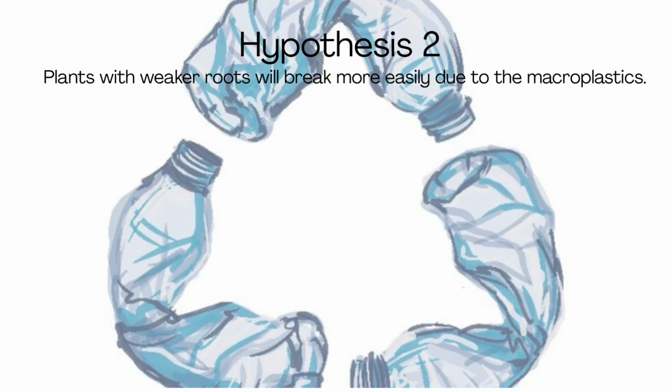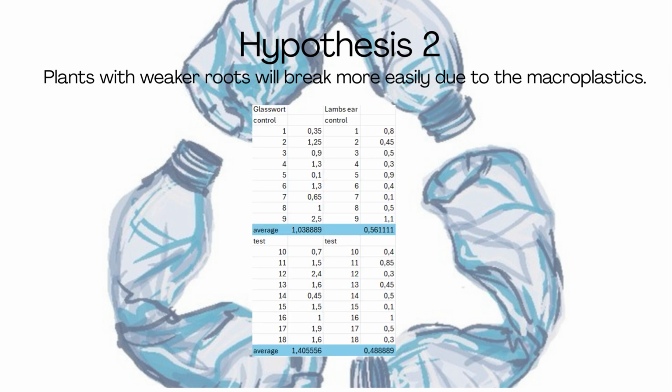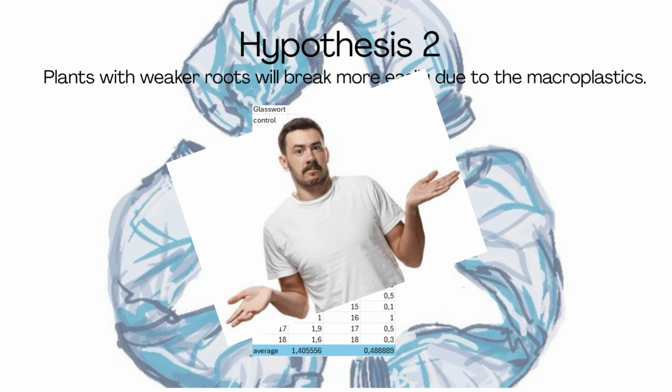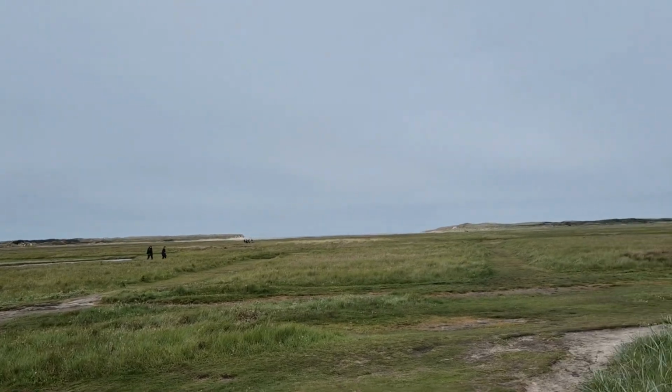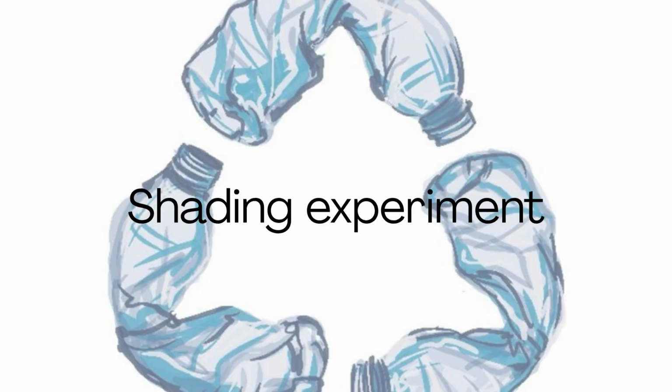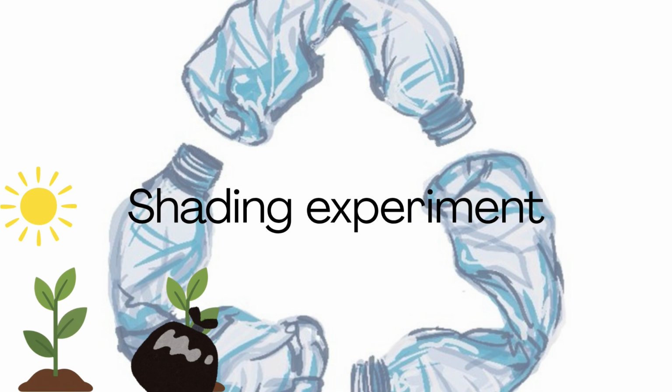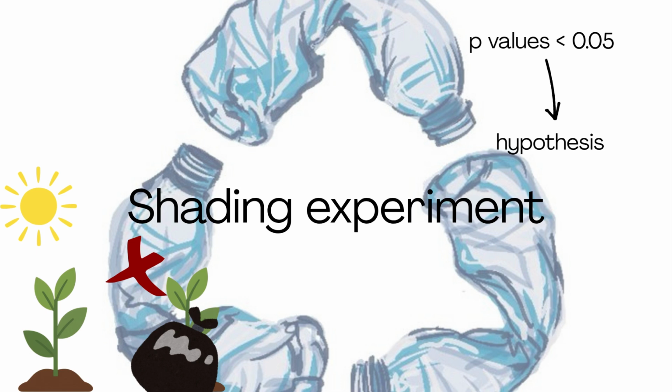Our second hypothesis stated that plants with weaker roots will break more easily due to the macroplastics. As you can see in this table, there is little to no difference between the control and test group. Based on these results, we cannot conclude whether macroplastics have any effect on the root strength of plants. This study investigated the effect of microplastics on coastal plants in the Slufter on Texel. The shading experiment showed that plants covered by plastic received significantly less usable light than the control plants. All t-test p-values were below 0.05. This supports the hypothesis that microplastics may negatively affect plant functioning by reducing the light for photosynthesis.